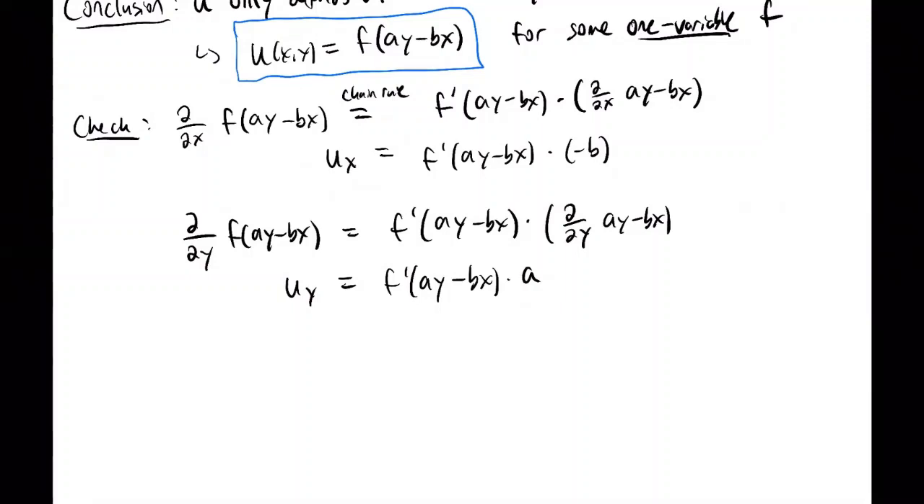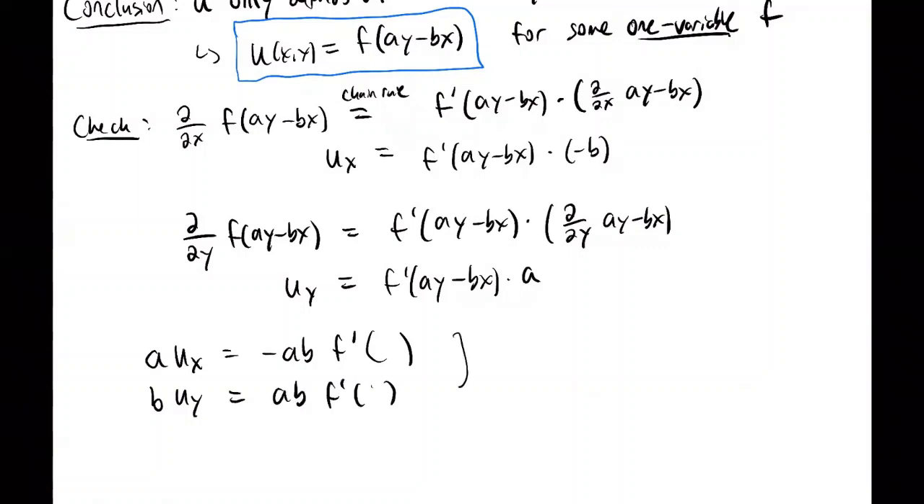And I can make them match up by multiplying them by the respective constants. In particular, if I multiply u_x by a, I get negative ab times f prime evaluated at this point. And if I multiply u_y by b, I get the same thing, except positive. So this is equal to ab times f prime at the same point. And so taking these together, since a u_x is the negative of b u_y, I get a times u_x plus b times u_y is equal to 0. And so this is indeed a solution, right?